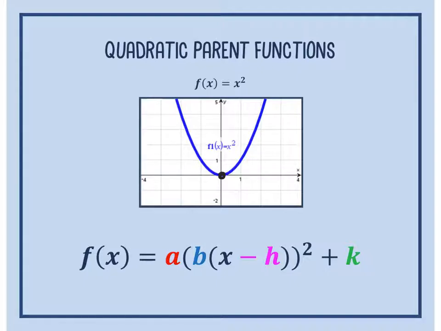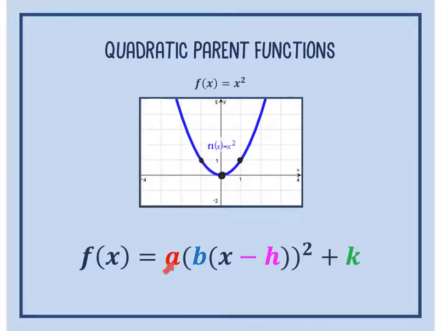But the a value will change. So what I always think about is, what's 1 squared? 1. What's -1 squared? 1. So I always know that the graph goes up 1/1 in both directions. And so if I have an a value, it's not going to go up 1/1.